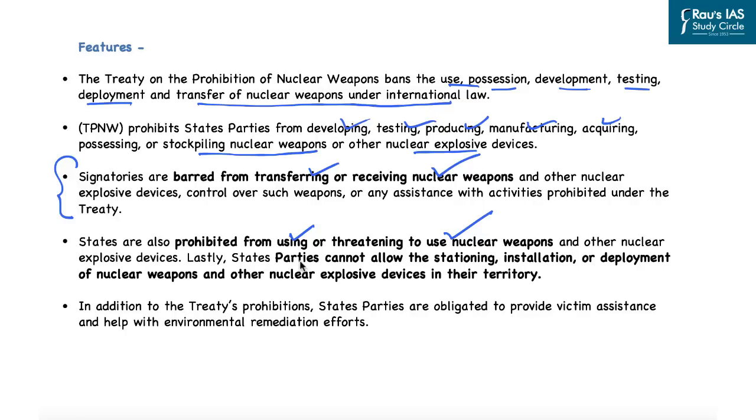And finally, the parties to the TPNW cannot allow the stationing, installation, or deployment of nuclear weapons and nuclear explosive devices in their territory. And finally, the state parties to TPNW are obligated to provide victim assistance and help with environmental remediation efforts. So these are few features of the TPNW which aims at completely eliminating the nuclear weapons, their use, the technology for development of nuclear weapons, the transfer of technology, as well as transfer of nuclear weapons.